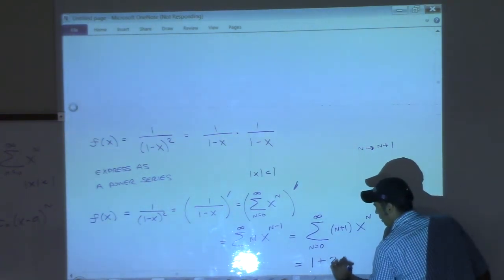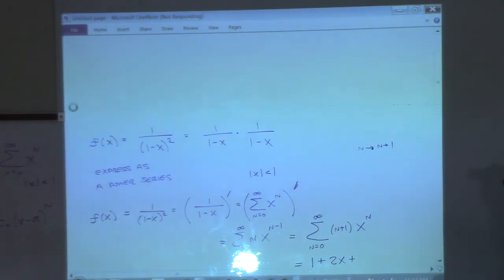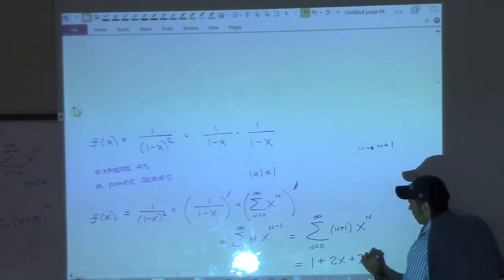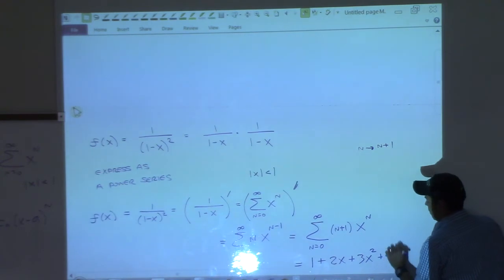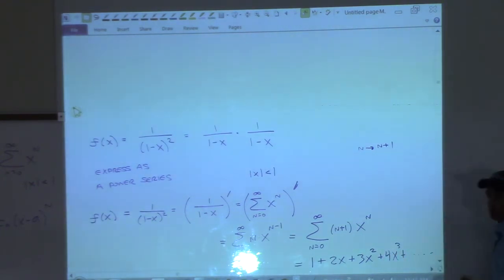2x. If n is 3, what do we get? Sorry, I skipped 2, didn't I? Yeah. If n is 2, what do we get? 3x squared, 4x cubed, forever.